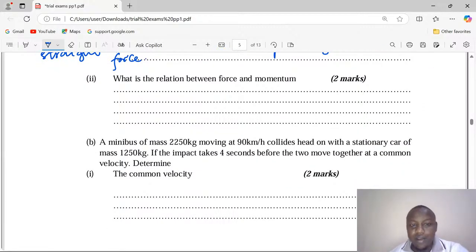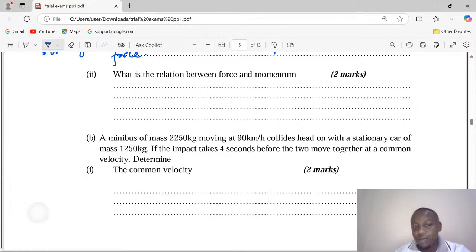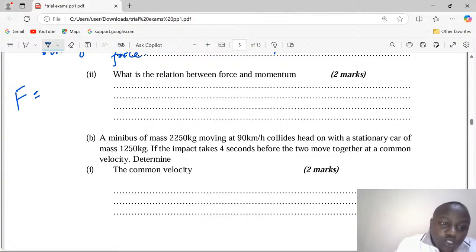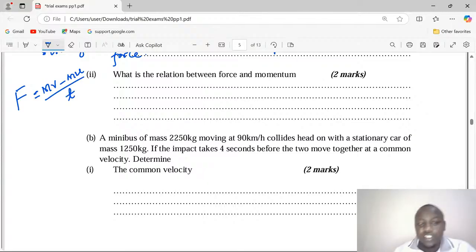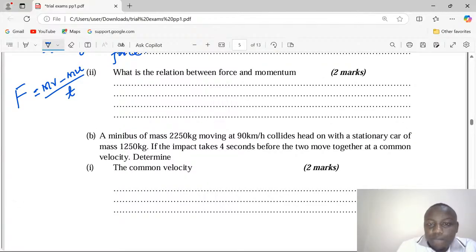Number 2, what is the relation between force and momentum? According to the second law of motion, let me begin mathematically, then I give the statement. The external force which can cause acceleration is directly proportional to the rate of change of momentum. Rate of change of momentum means mv minus mu, the final momentum minus the initial momentum. Then there is what we call force now.